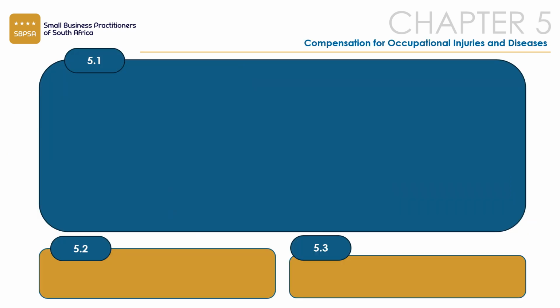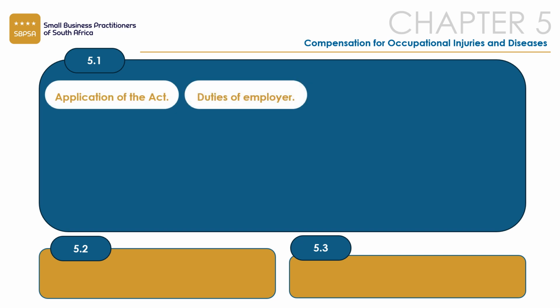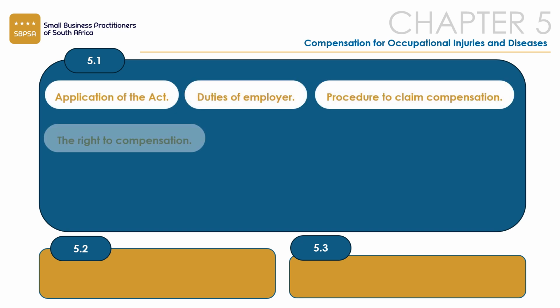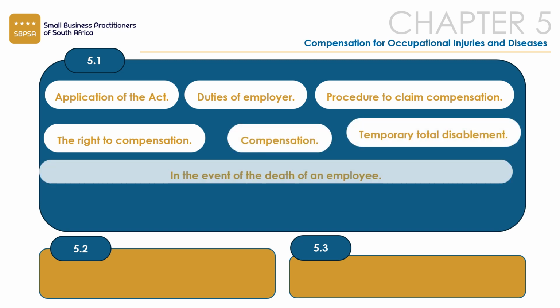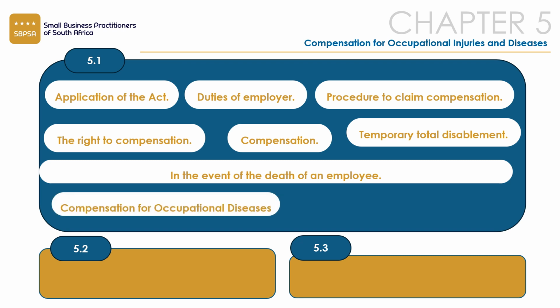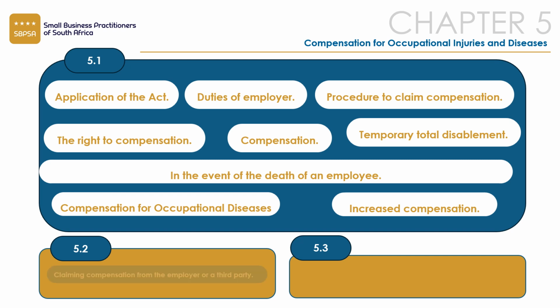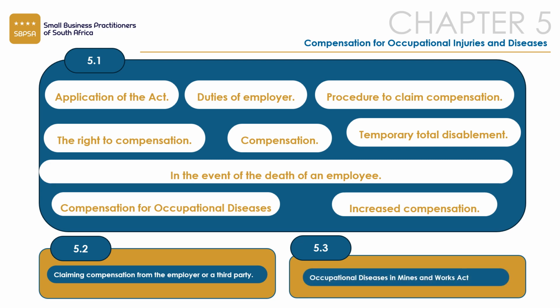After Chapter 4, we now focus on compensation for occupational injuries and diseases, which is our Chapter 5. We will dive into 3 main sections for this chapter, with main focus on its overview. In our chapter overview we explore the application of the Act, duties of the employer, procedure to claim compensation, the right to compensation, compensation, temporary total disablement, in the event of the death of an employee, compensation for occupational diseases, increased compensation. The second section covers more on claiming compensation from the employer or a third party. The last section will be on occupational diseases in Mines and Works Act.